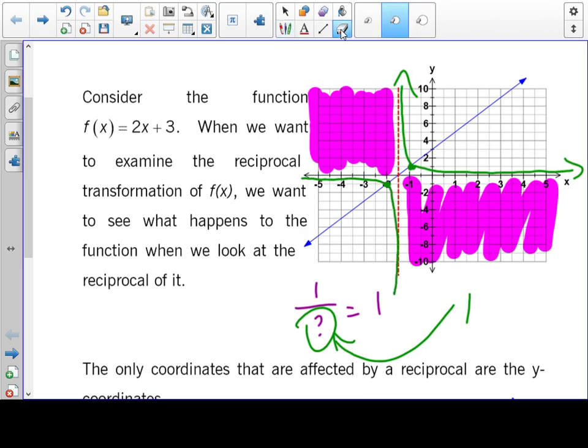I don't like how I graphed that, because the whole thing of an asymptote is the graph can never touch the asymptote. There, that's better. So there's our graph. The blue graph is the original function. The green graph is what 1 over that function becomes. Okay?